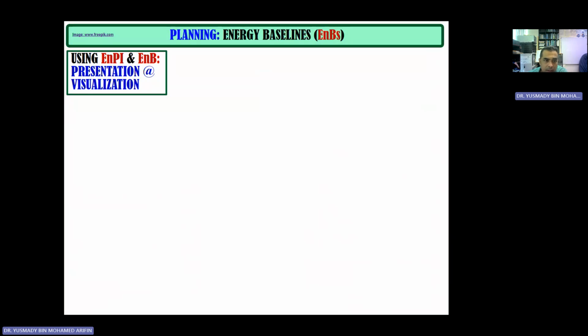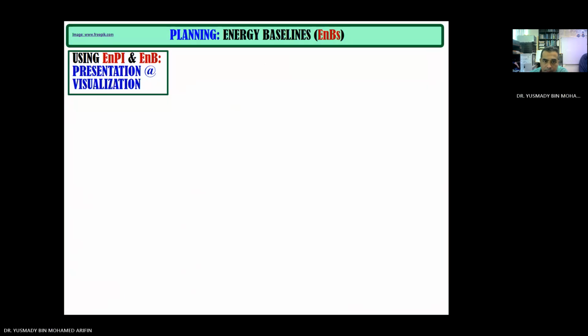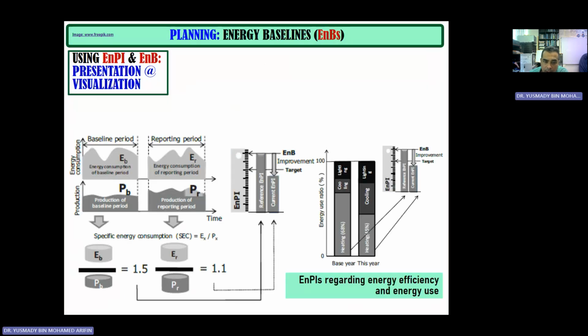Okay, in terms of presentation and visualization of the energy performance indicator and also the energy baseline value, there are a number of graphs or schematic diagrams that can be used to present the value of EnPI and also EnB. For example, this is a chart that provides an overview of monitoring and reporting energy performance. And this chart or schematic diagram shows the EnPIs regarding energy efficiency and also energy use.